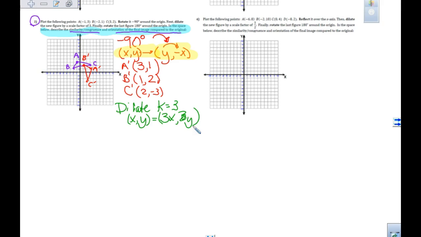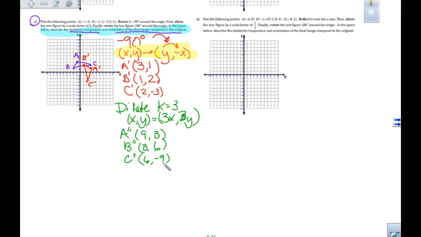So Patrick, I'm using those same points. My A prime, A double prime, is going to be (9, 3). My B double prime, Nolan, is going to be (3, 6). Gotta go to this point. My C double prime, Joe, is going to be (6, -9). I'm now going to plot that.